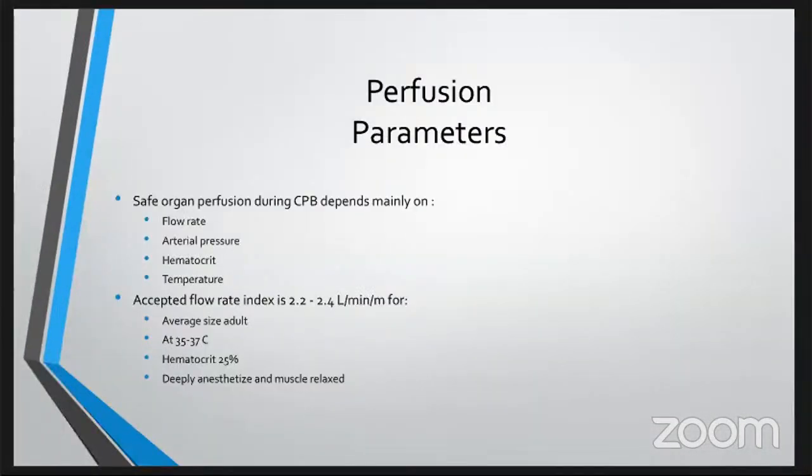So what are the perfusion parameters that we have to keep an eye on? Safe organ perfusion during cardiopulmonary bypass depends mainly on flow rate, arterial pressure, hematocrit, and temperature. The accepted indexed flow rate is 2.2 to 2.4 liters per minute per meter squared. This is the index flow, not the full flow. It is for the average size adult at 35 to 37 degrees Celsius, with a hematocrit of around 20 to 25%, and for a deeply anesthetized and muscle relaxed patient.